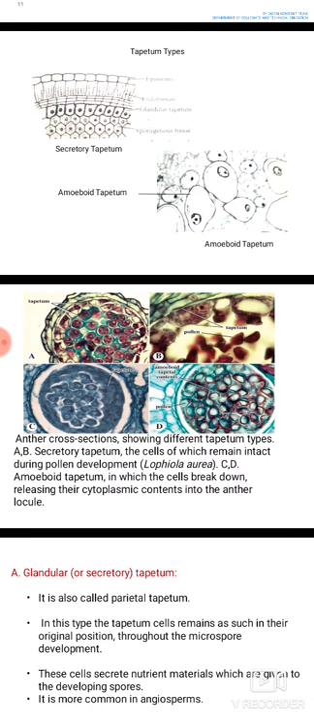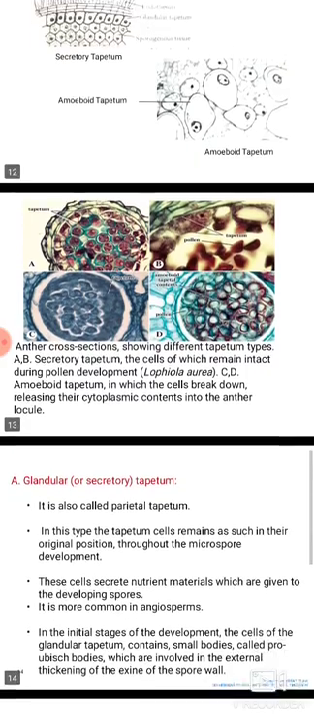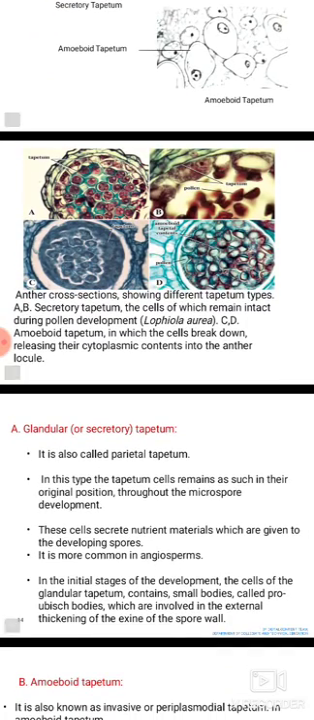Secretory tapetum, also known as glandular tapetum. It is also known as the parietal tapetum. In this type, the cells remain as such in their original position throughout the microspore development. These cells secrete nutrient materials which are given to the developing spores. It is more common in angiosperms.